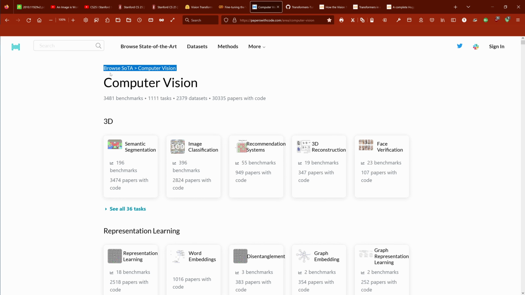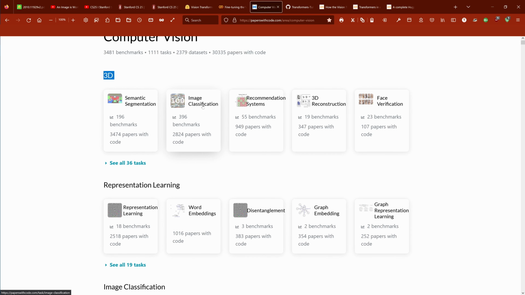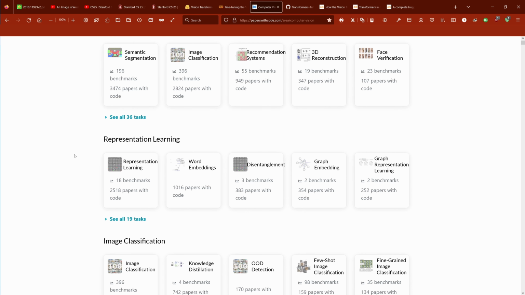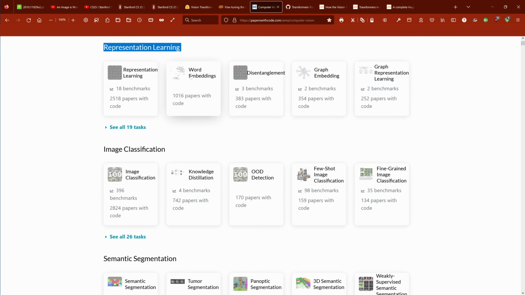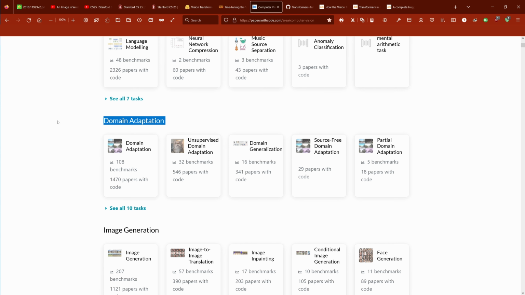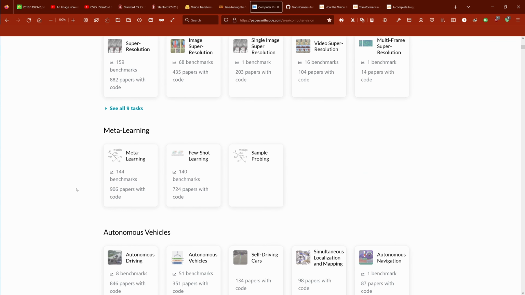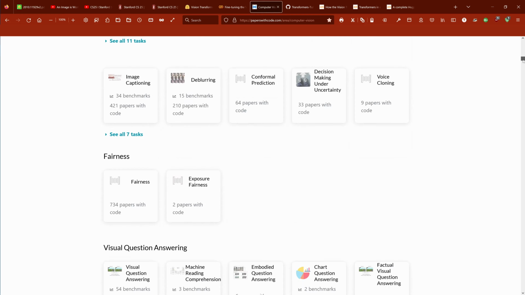And I say, okay, browse state of the art, computer vision. And I see here on one page, I have 3,000 benchmarks, 1,000 tasks, and 30,000 papers with code. So if you want to be frustrated, welcome. This is your place. And then again, we have 3D segmentation, image classification, recommender system, face verification, whatever, representation learning. We have word embeddings, graph representation learning, image classification, semantic segmentation, object detection, 2D classification, domain adaptation, image generation, data augmentation, super resolution, meta learning, autonomous vehicles. And then I just give you an idea about the topics.